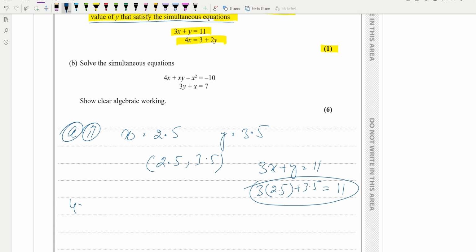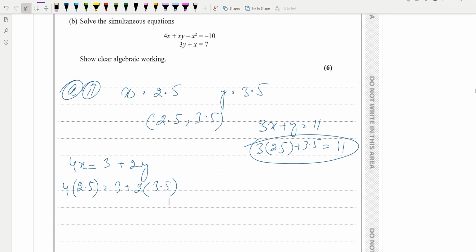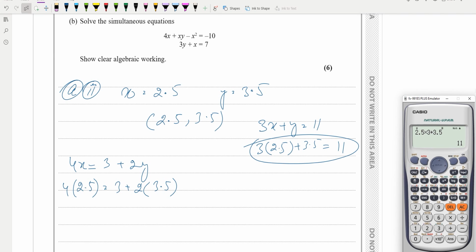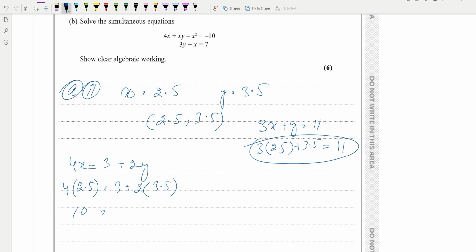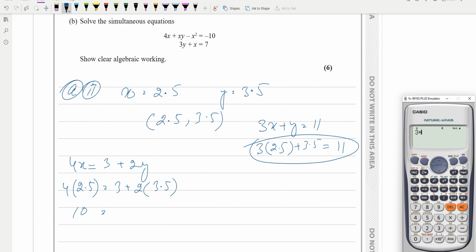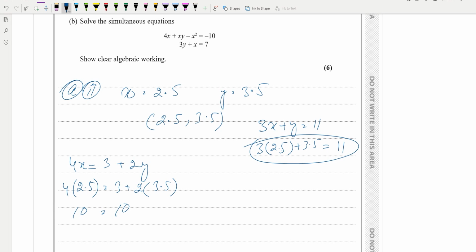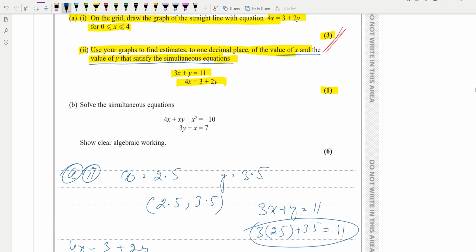Similarly, the second equation is 4x is equal to 3 plus 2y, and if we replace the values, 4 into 2.5 will be equal to 3 plus 2 into 3.5, and this will be equal to what? 4 multiplied by 2.5 is equal to 10, and this side will be 3 plus 2 multiplied by 3.5 is equal to 10. So this side is also satisfying. So this is how we have proved for the second part also.